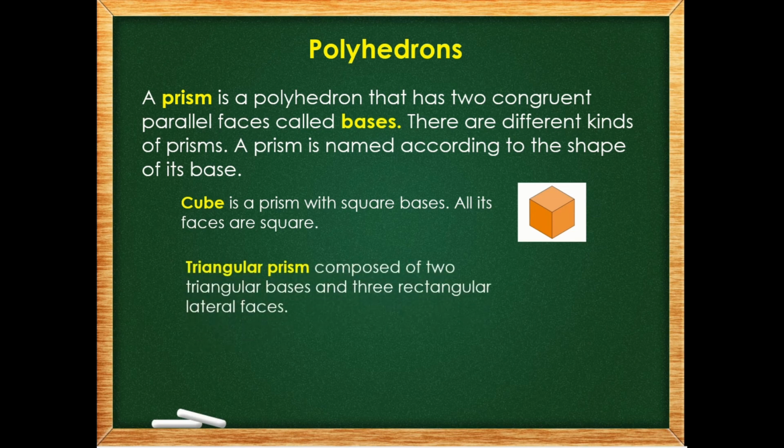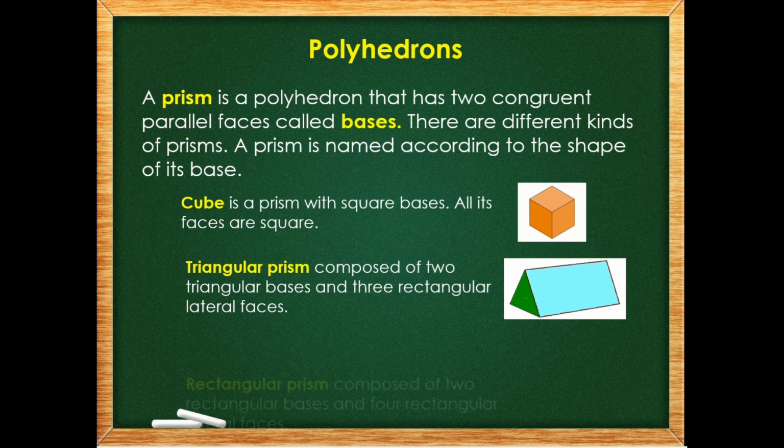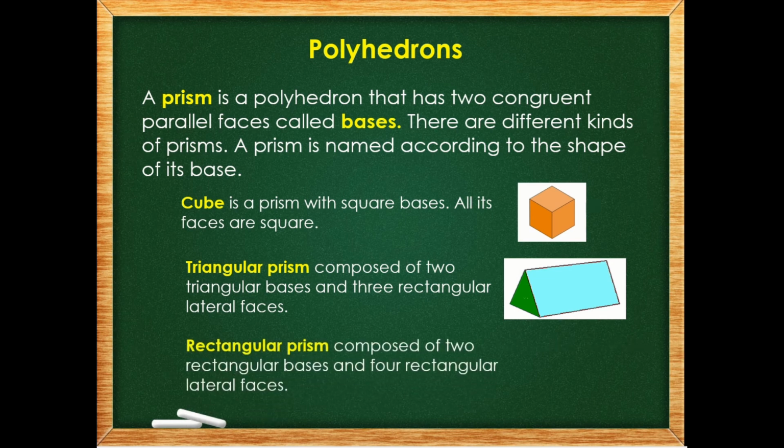Another type of prism is the triangular prism, composed of 2 triangular bases and 3 rectangular lateral faces. This is an example of a triangular prism. Rectangular prism, composed of 2 rectangular bases and 4 rectangular lateral faces. This is an example of a rectangular prism.